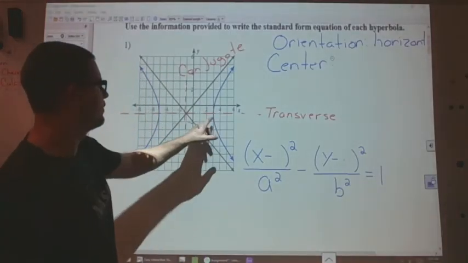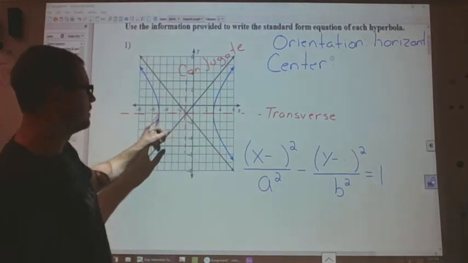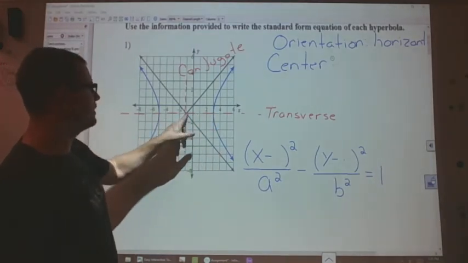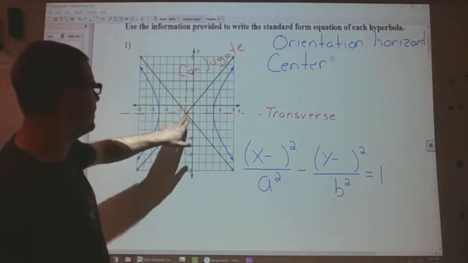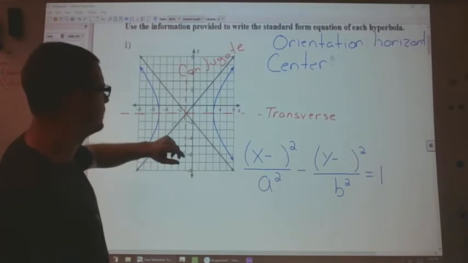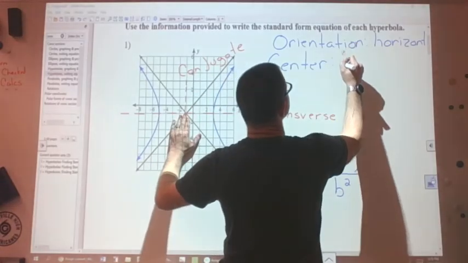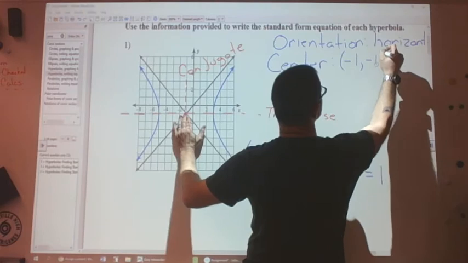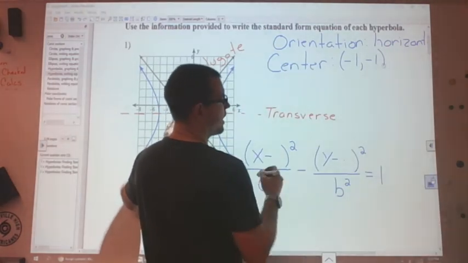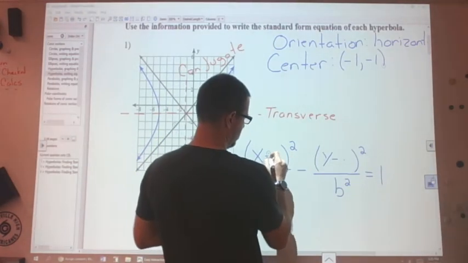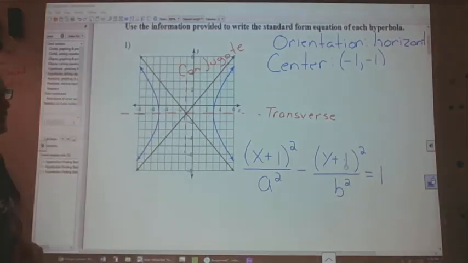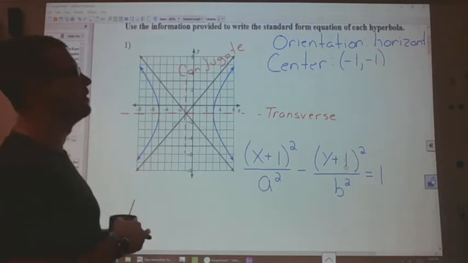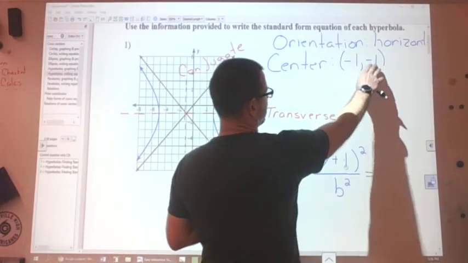Center's pretty easy. If this is my hyperbola, then all I have to do is look at the midpoint. Well, there it is, and they actually have the asymptotes in here as well. So I can see it's at -1, -1. So the center here is at -1, -1. Which, when that goes into my equation, using horizontal inside opposite and vertical also inside opposite, everything inside is opposite. The -1 becomes +1. The -1 here becomes +1.